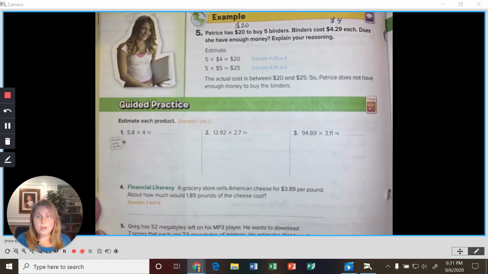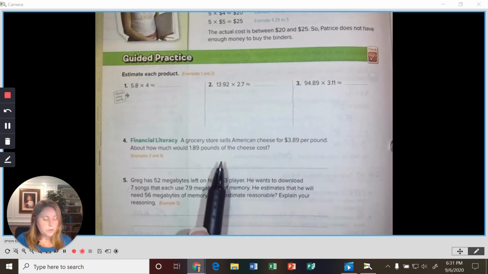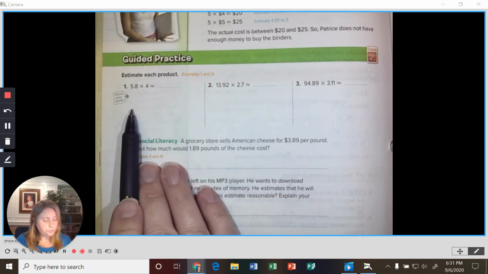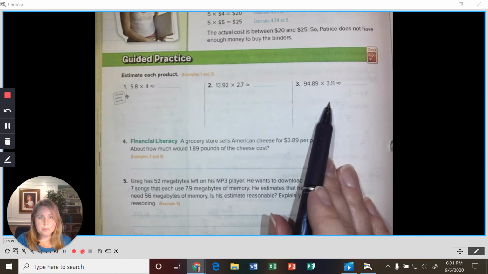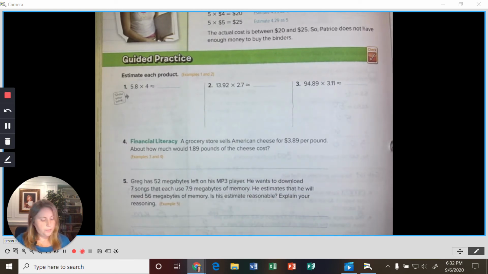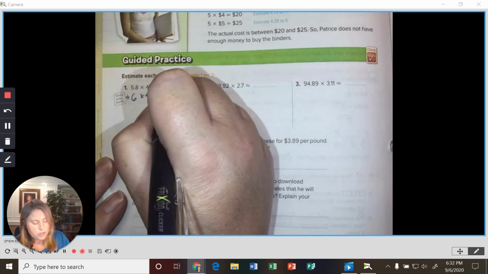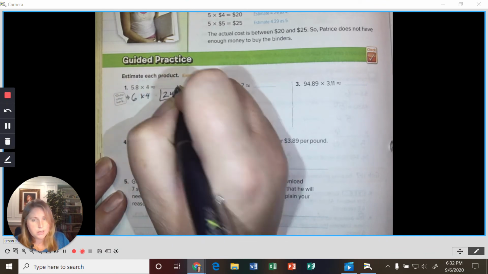Okay. Let's look at the guided practice. So I'm going to pause the video. Take a look at these practice problems. We'll start off with 1 through 3 and then pause for 4 through 6. So number 1, we have 5.8 times 4. So we will round this 5.8 to 6, and 6 times 4 is 24. So this is approximately 24.